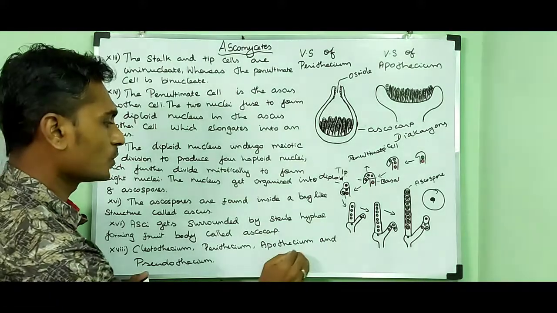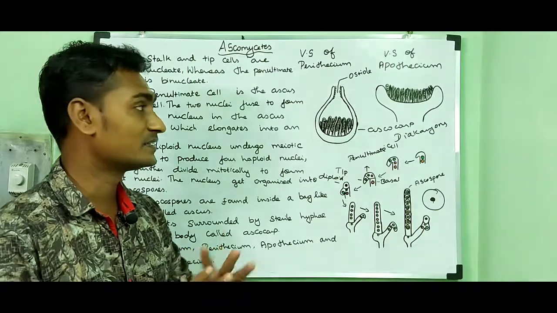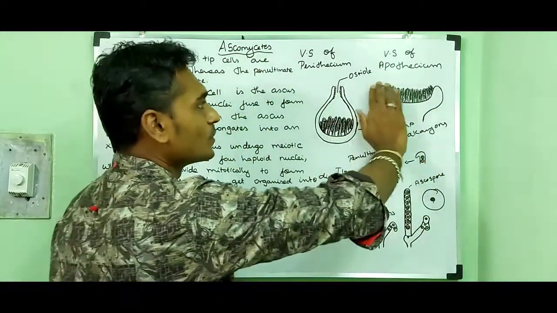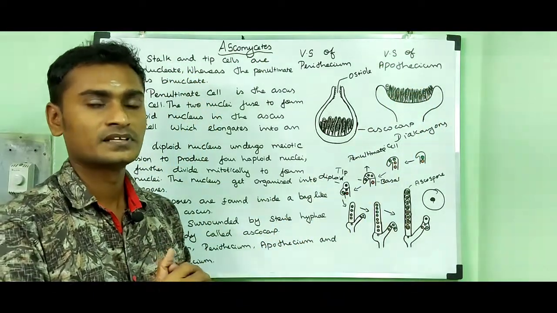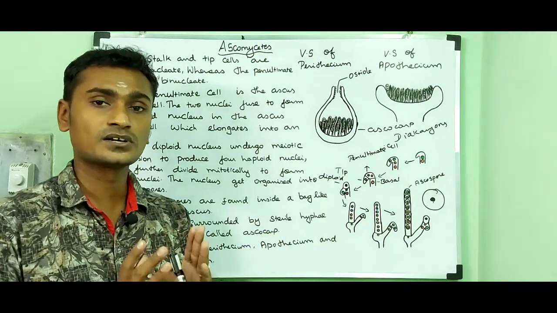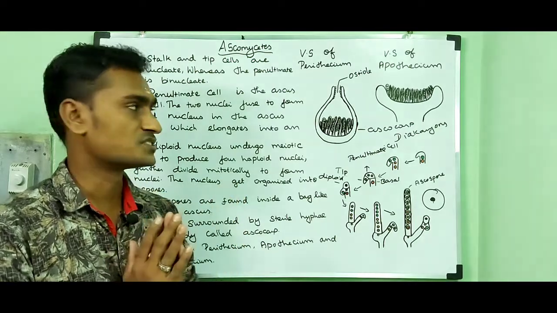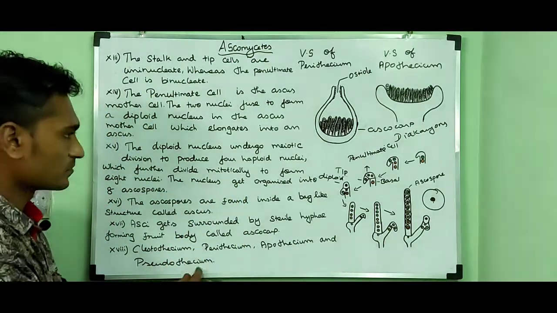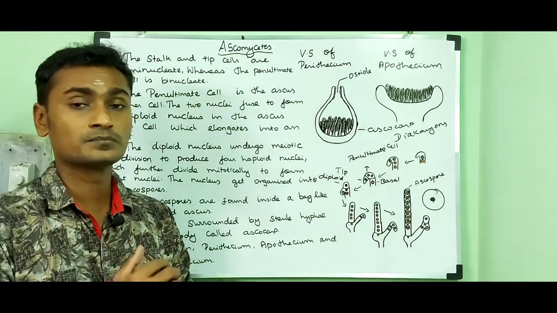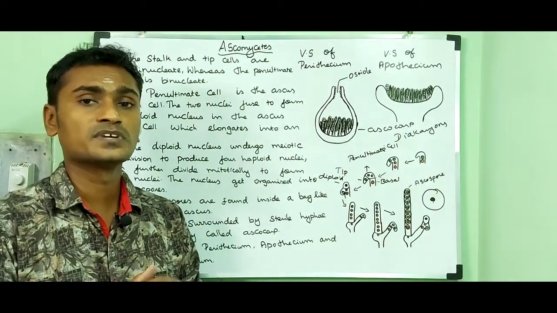Then apothecium. Apothecium means the ascocarps are open and cup shaped. Example, Peziza. The diagrams are given in our book. Peziza is otherwise called cup fungi because the ascocarps are cup shaped. Then pseudothecium. Pseudothecium resembles the perithecium ascocarp, but it possesses ascospores not in an organized form. That is why it is called pseudothecium.